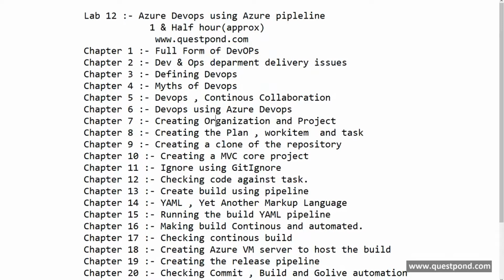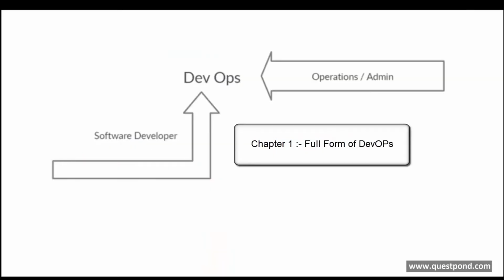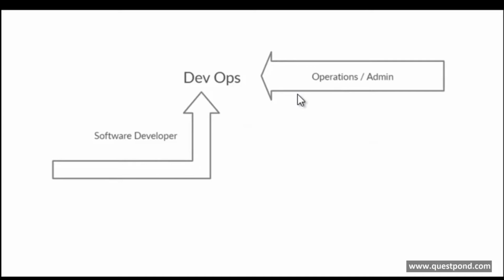All these 23 chapters will help us understand how we can implement a complete DevOps automation using the Azure pipeline. So let's not waste too much time and get started with what exactly is DevOps. Let's first start with the word itself. DevOps is a 6-letter word formed from two acronyms, Dev and Ops. Dev stands for software developer and Ops stands for operations and admin.